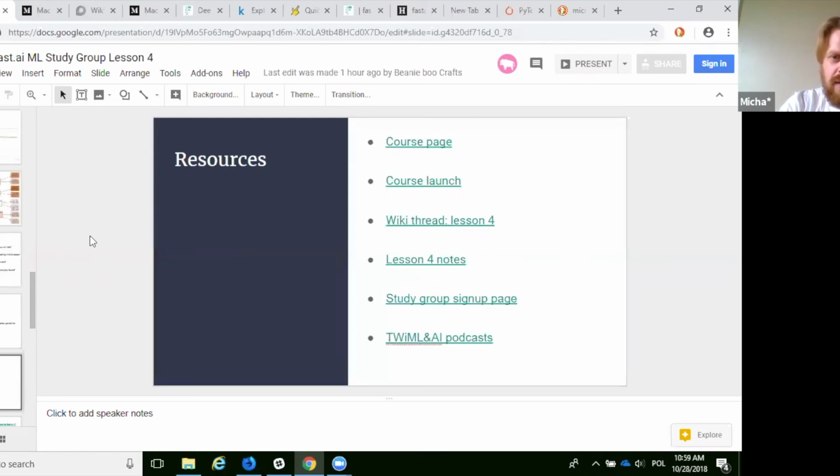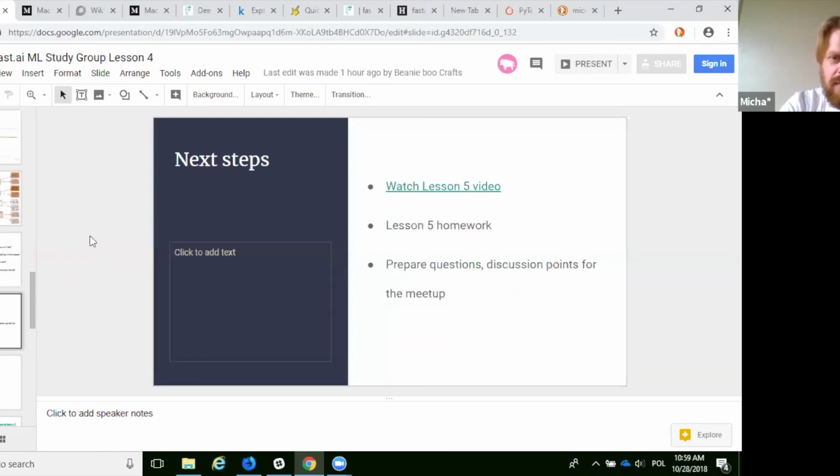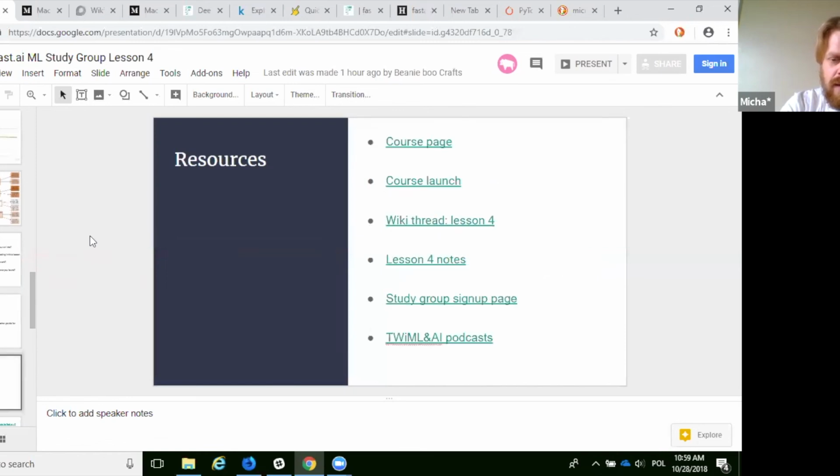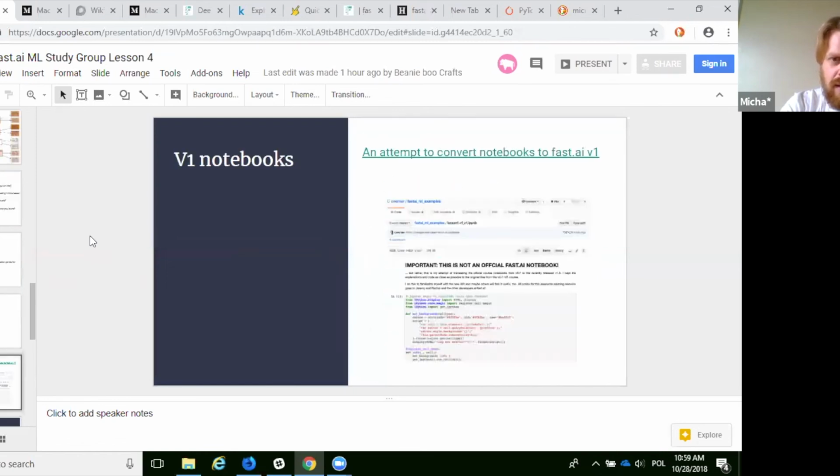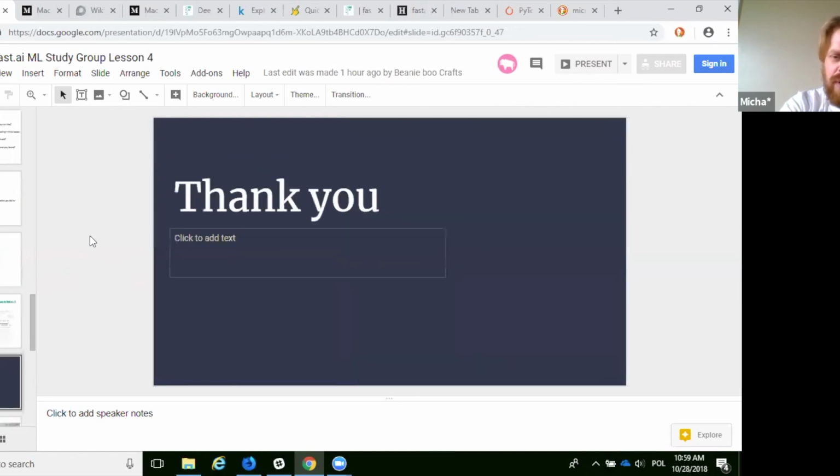And yeah, the next lesson is lesson 5. We'll continue with that. Christian attempted to create version 1 of the notebook. I think that was lesson 1. I'm not sure if anyone looked at that so far. I didn't have a chance to do it yet. And that's pretty much it for this week from me.